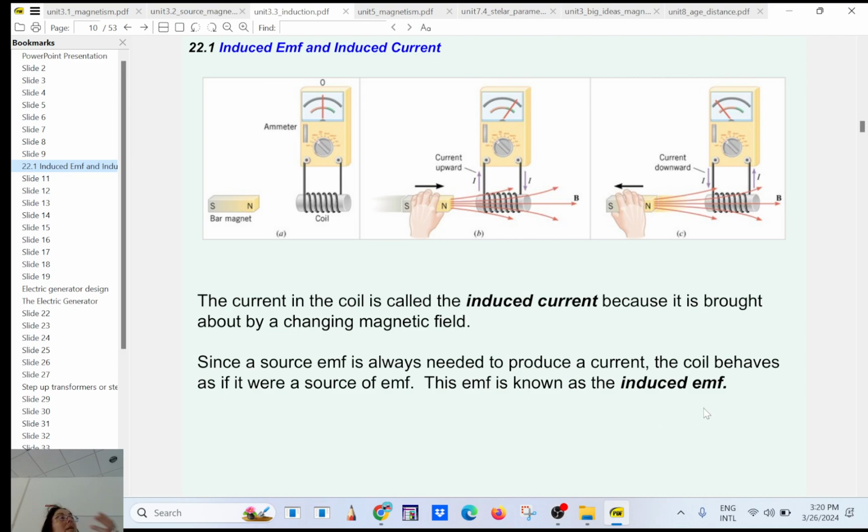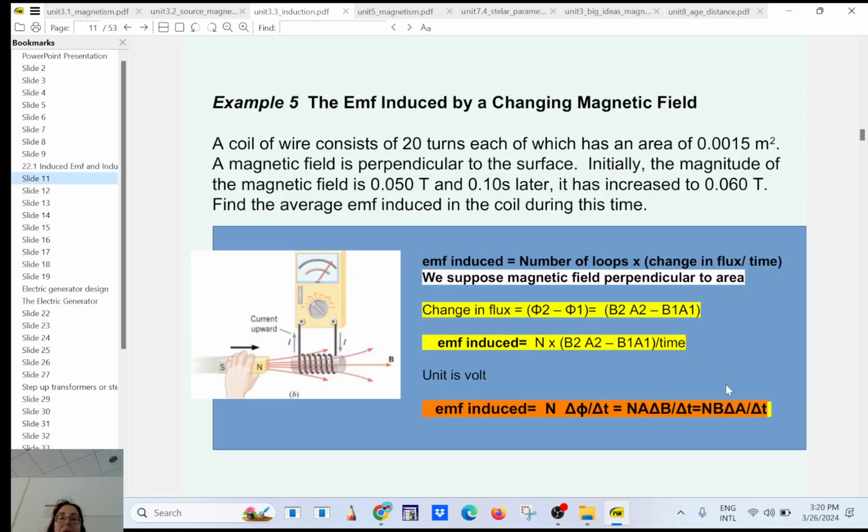The term EMF was introduced by Michael Faraday himself. Because it was the great Michael Faraday, we didn't change it. We don't say induced voltage, we say induced EMF. That's just vocabulary. So how can we find the induced EMF?